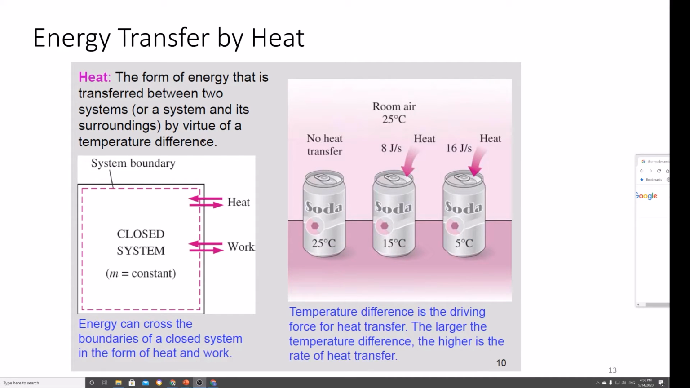Continuing on with that. So we have heat transfer between two systems due to a temperature difference. Here's a model of the system. When we have a closed system, the only way energy is going to go across the boundary is through heat or work. So we don't have any mass being transferred across the boundary when it's a closed system.